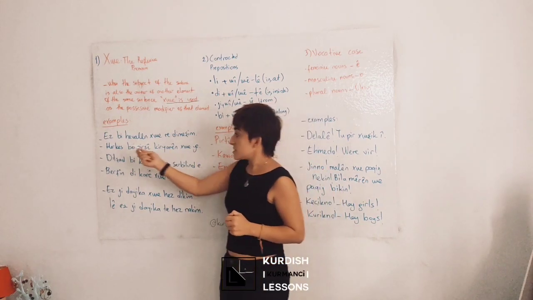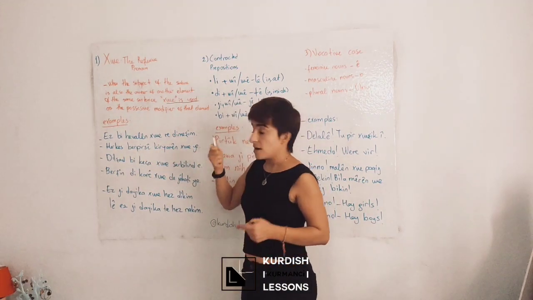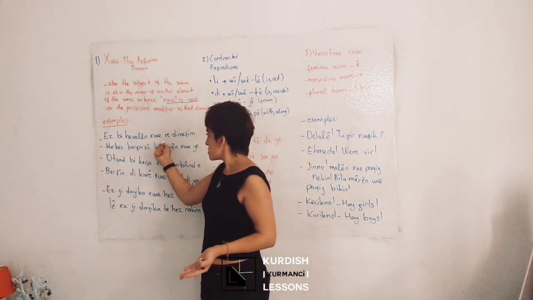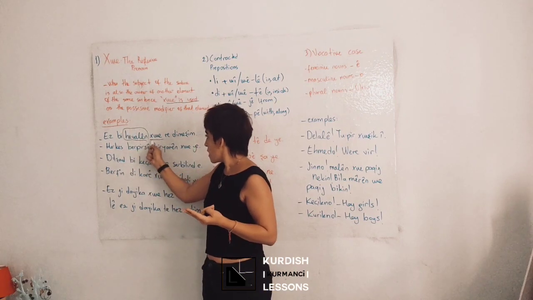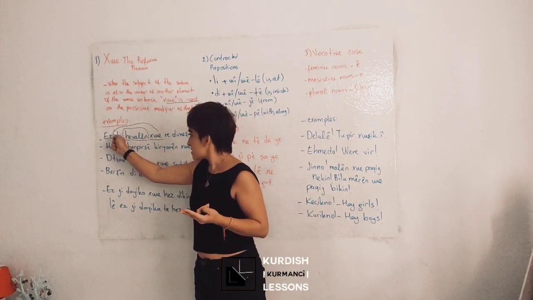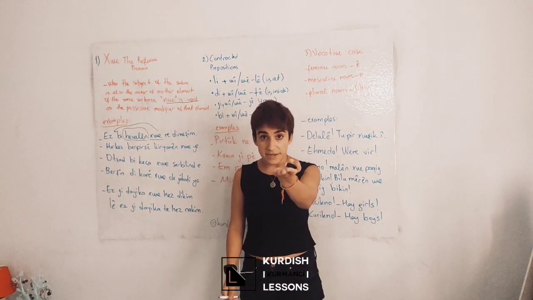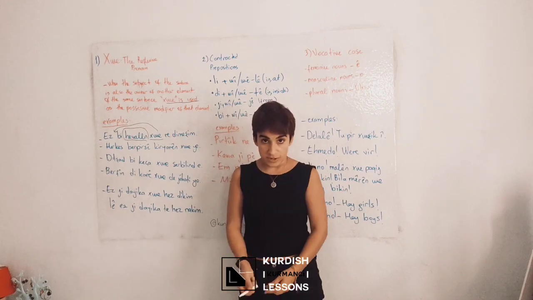So it says "Ez bi hevalên xwe re dimeşim." It means I am walking with my friends. So you see it is "xwe". It means these friends belong to "ez". If it was, for example, I am walking with your friends, it would be "Ez bi hevalên te re dimeşim."